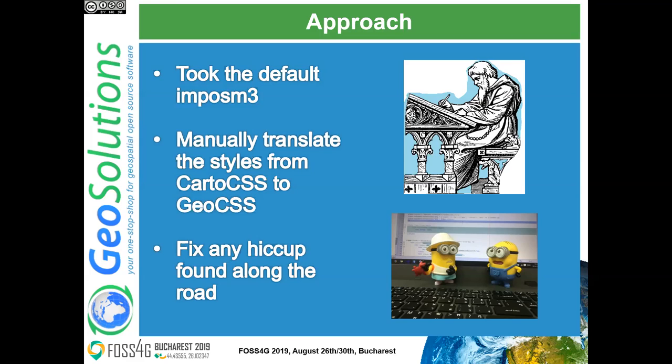Why manually? Well, because I wanted to double check each and every bit and also turn it into something that was more idiomatic to GeoCSS. CartoCSS is based on Mapbox, which has its own set of names and its own ways of doing things, like cased roads and the like. So I wanted to turn it into something that actually looked like GeoCSS. And doing a translator was not going to be easy either. So I went little by little doing the manual route, which proved useful also because I was forced to use the GeoServer user interface to do everything like a normal user. And along the road, we fixed any hiccup that we found.